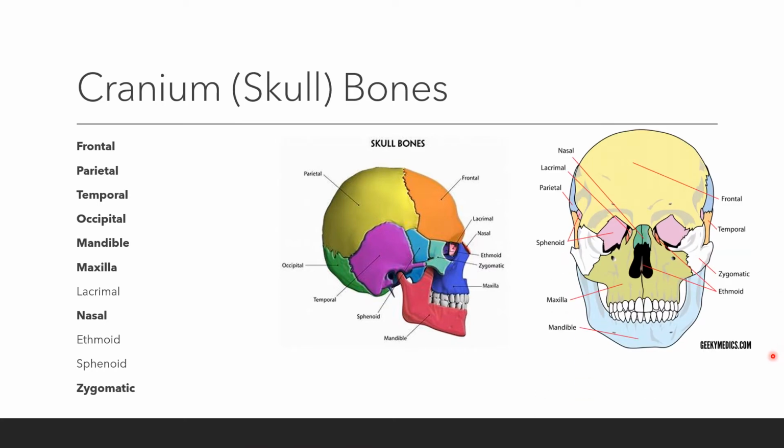And here's just a different view of the bones, from the front. You can take some time to review this for yourself. But as you can see here, the maxilla forms the center portion of your face. You've got the mandible here. You've got the frontal bone, which is, as you've guessed, in front. Temporal bone, parietal bone, sphenoid bone, your cheekbones, your zygomatic bone.